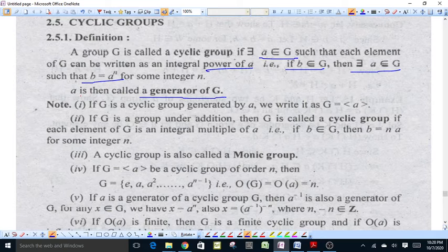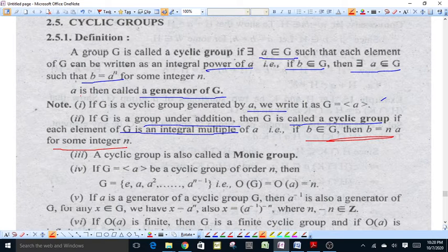If G is a cyclic group generated by A, then we write it as G is equal to A bounded between less than and greater than sign. If G is a group under addition, then G is called a cyclic group if each element of G is an integral multiple of A. That is, if B belongs to G, then B is equal to nA for some integer n. A cyclic group is also called a monogenic group.